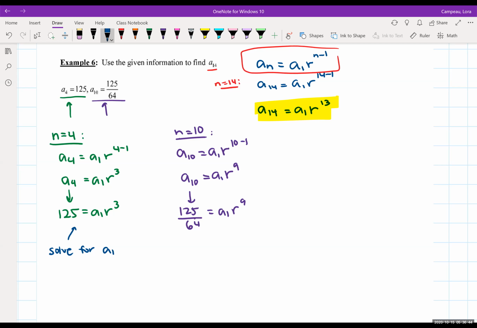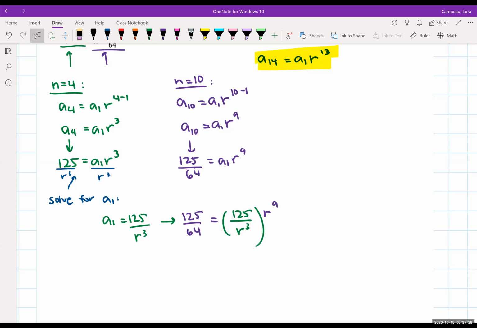So if I solve for a sub 1, I divide both sides by r cubed. That leaves me with a sub 1 equals 125 over r cubed. So that's nice. All we do is plug this into the next equation. So I still have 125 over 64 equals, now for a sub 1, I'm going to plug in 125 over r cubed, times r to the 9th.